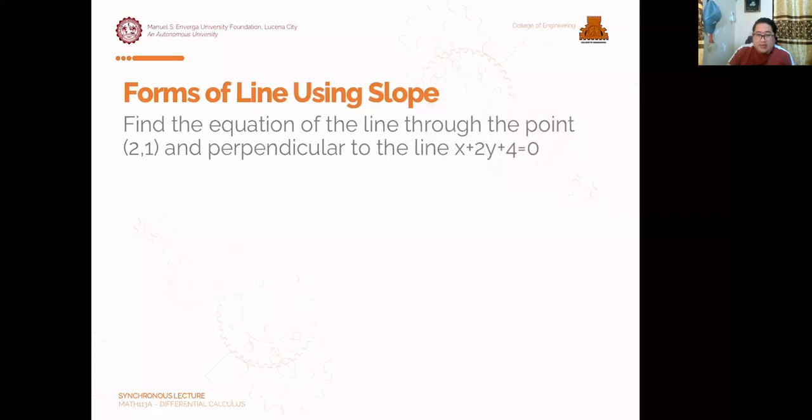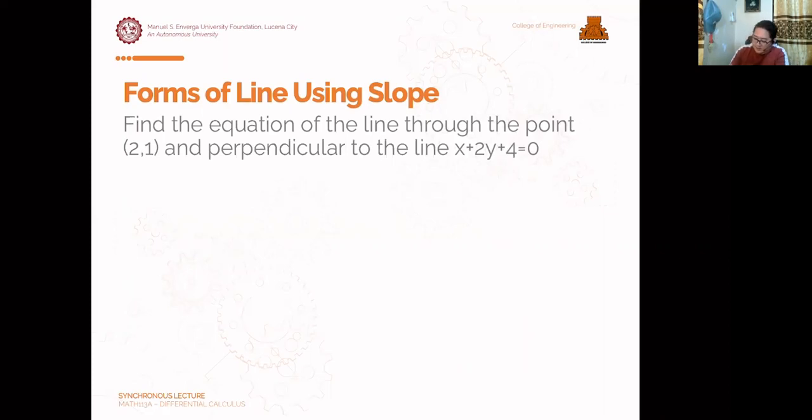So, ayan. Find the equation of the line through the point (2, 1) and perpendicular to the line x + 2y + 4 = 0. Bakit bigla nagkaroon ng perpendicular din sa line? Kasi ang lines natin, pwede siyang mag-intersect with each other, pwede siyang maging parallel and perpendicular. Pero paano natin malalaman kung parallel or perpendicular yung given lines natin? Malalaman natin yan by using yung value ng slope ng mismong line natin.